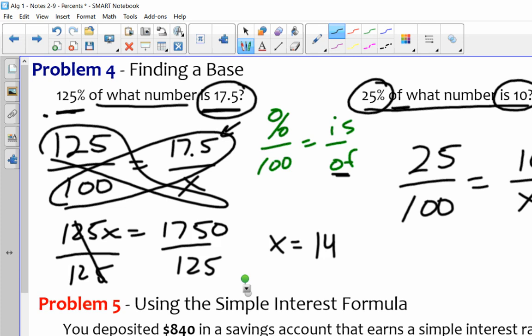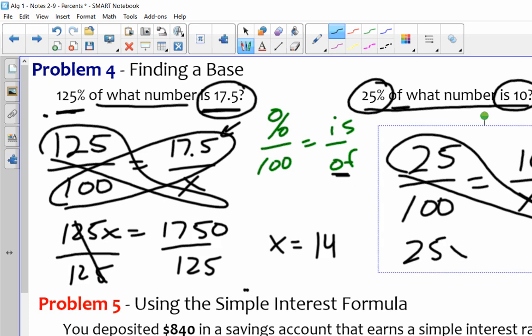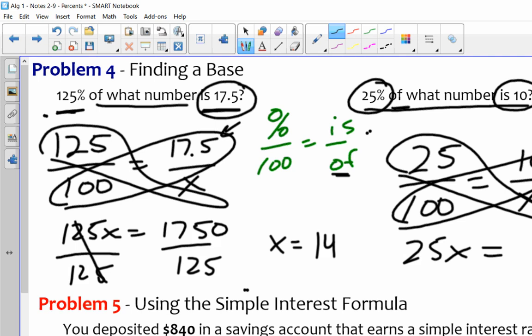Okay, so we're going to go ahead and multiply here. Multiply here. Okay, and we're going to go ahead and divide that. Those go away. Ran out of room here, sorry. And I get x is 40. Okay.